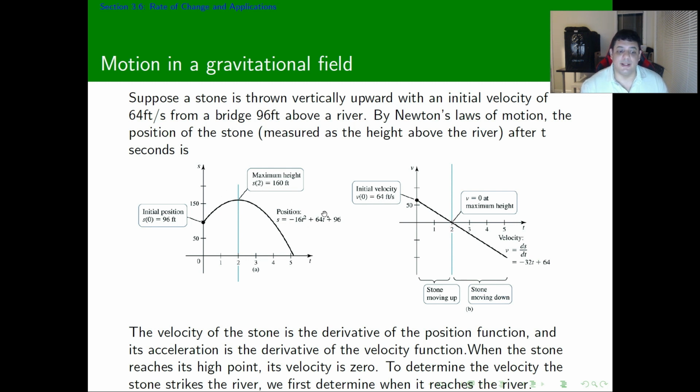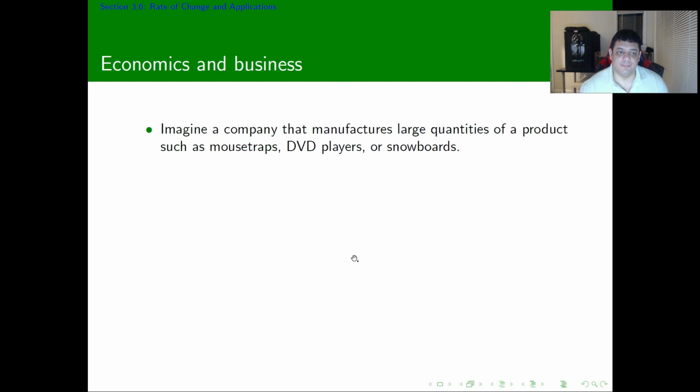And to determine the velocity at which the stone strikes the river, we need to figure out first when it reaches the river. So we need to find out the t for which the height is 0. So you can set s equal to 0, find the time, and then after that we can plug it into the speed function to find out the velocity when that happens. Okay.